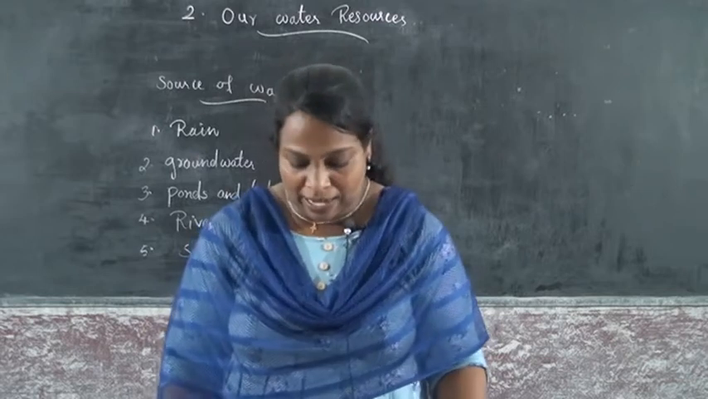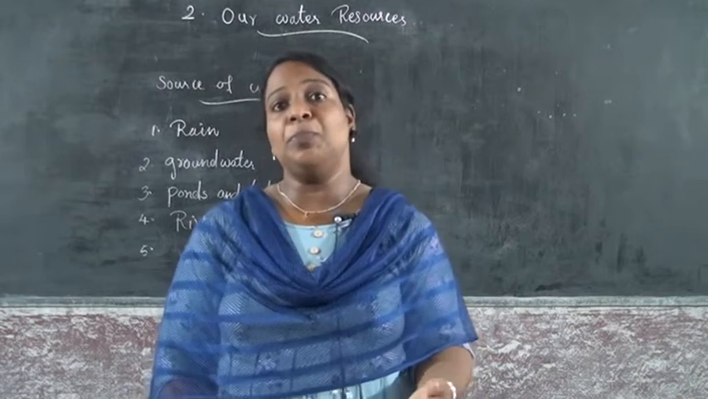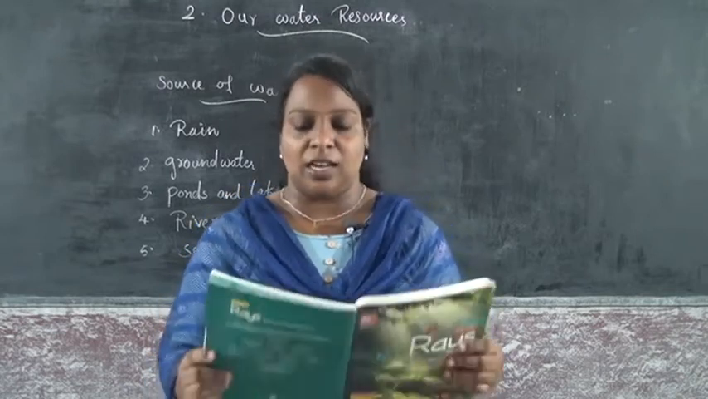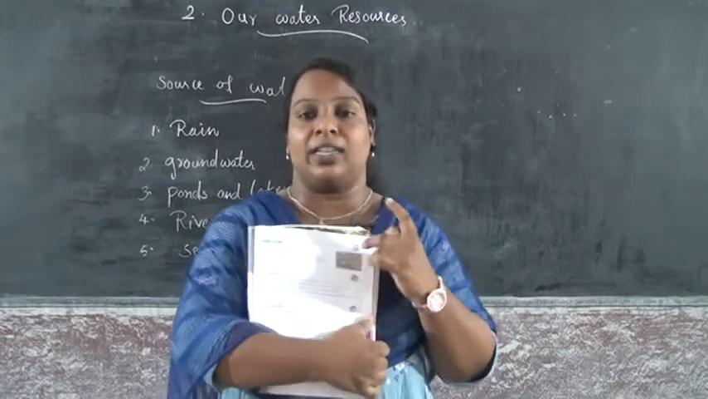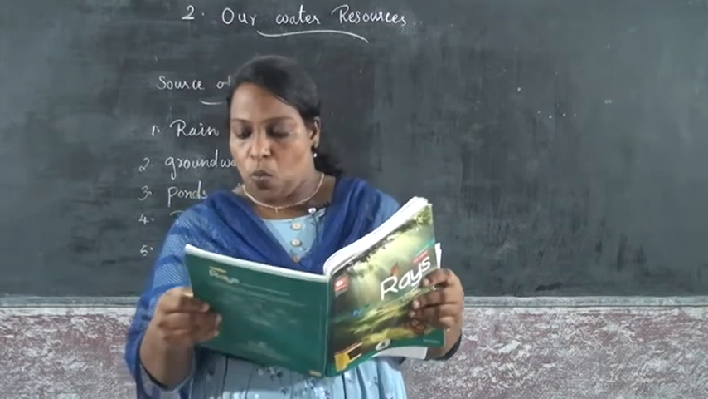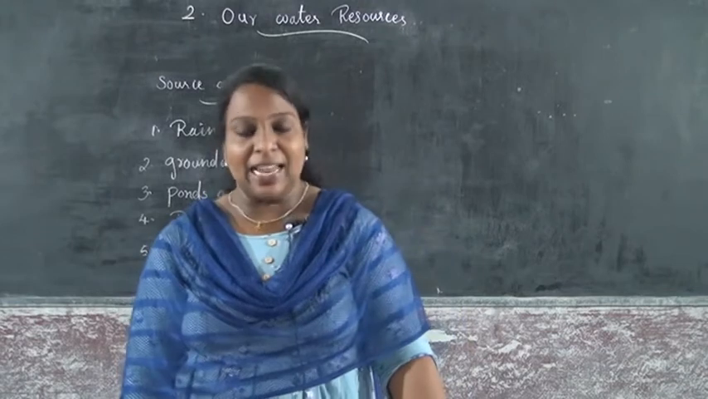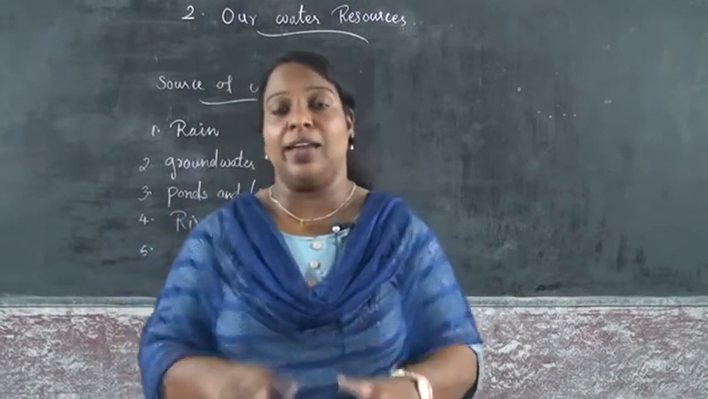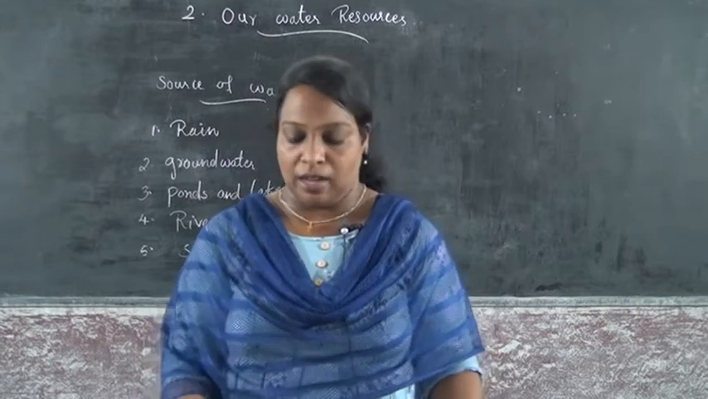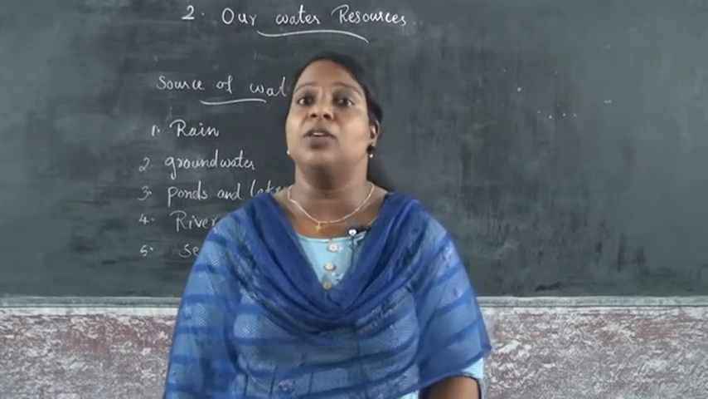Okay, and you can see the Persian wheel. For irrigation they are using the Persian wheel. What is the Persian wheel? You can see the picture here. That is a wheel with buckets attached to it. You can see the picture in your textbook, page number 161. Buckets are attached to the wheel and they carry the water for the purpose of irrigation. Okay, that is what we call the Persian wheel.